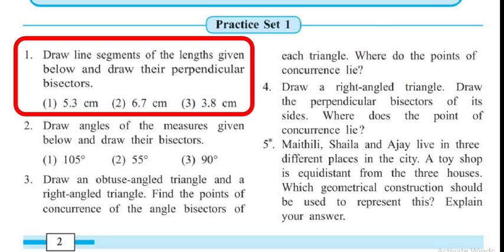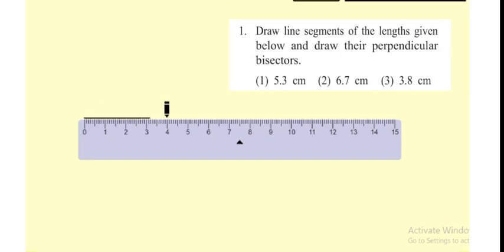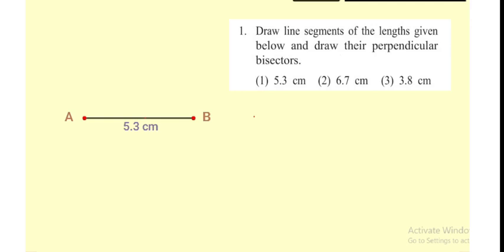Question 1 contains 3 sub questions and the process of solving all these questions is same. Hence I will show you how to attempt sub question 1. Draw the line segment say AB of length 5.3 cm using ruler. It is not necessary to name the segment, but I am doing it for simplicity.